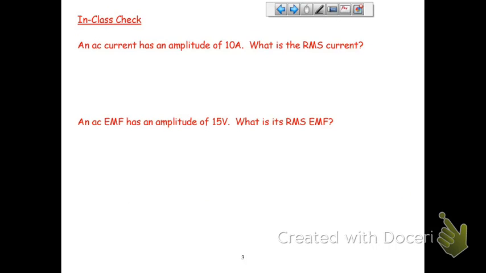So an AC current has an amplitude of 10 amps. What is the RMS current? So I say I_RMS is equal to, what did I say? I think I said it was I_max over the square root of 2. Was that right? Which equals 0.7 times I_max, which equals 0.7 times 10, which equals 7 amps.